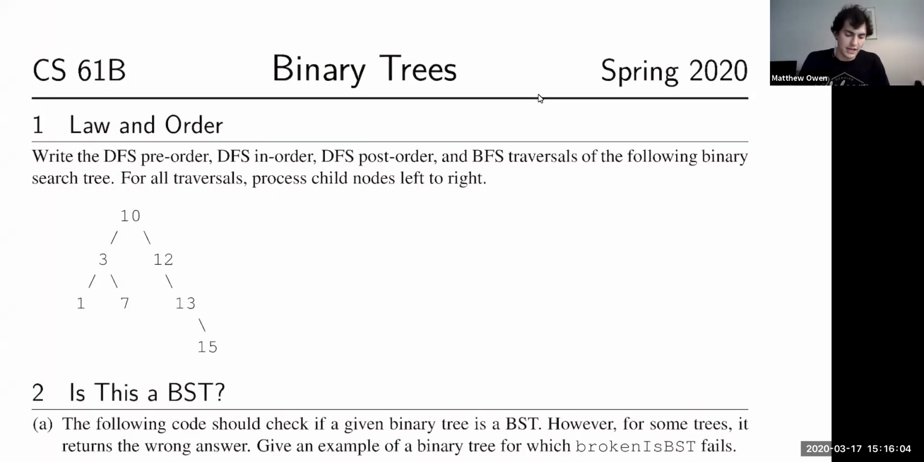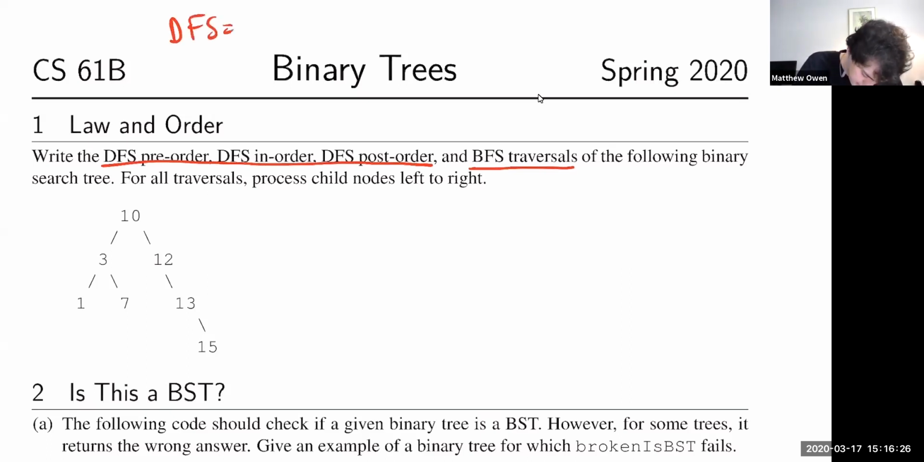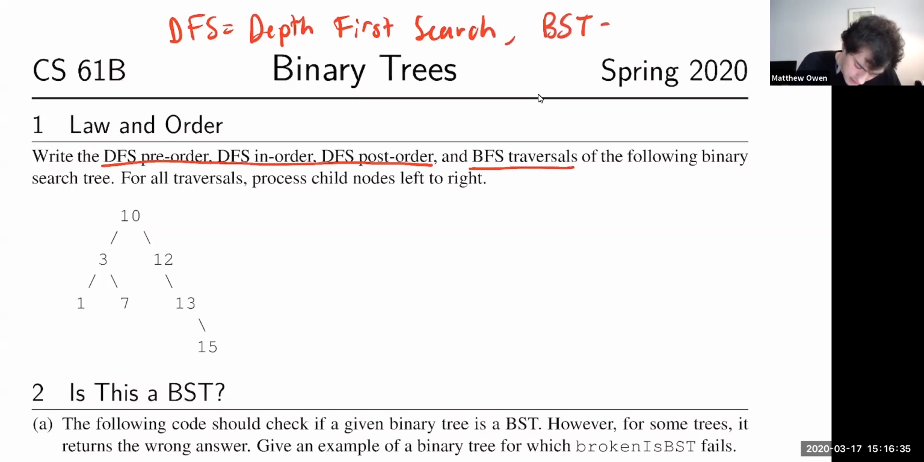So basically there are 4 different kinds of traversals that we're looking at: DFS pre-order, DFS in-order, DFS post-order, and BFS. Those are separated into 2 categories. There are the 3 which are DFS, and then the one other one, which is BFS. DFS stands for depth first search, and on the other hand, we have BFS, which is breadth first search. These are 2 different ways of traversing through the tree.